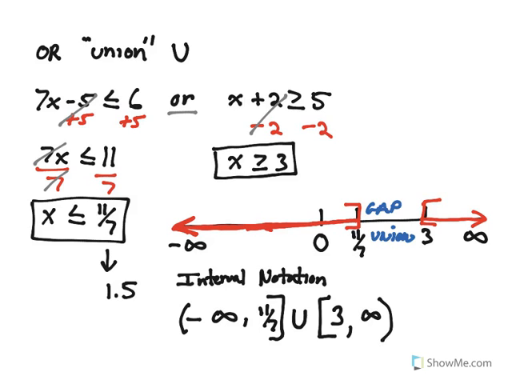And that's it. Infinity, sorry. And that's your interval notation for that one. Okay? Let's do one more. And let's do another OR. So x minus 7 less than negative 5, or negative x minus 1 is less than 0.